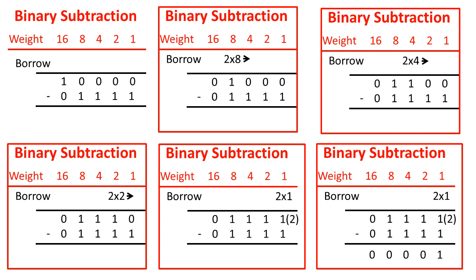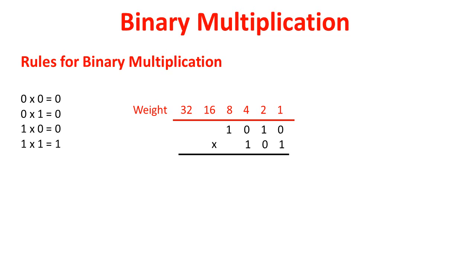So I have shown you this binary subtraction by dividing into a number of steps for understanding, but you have to calculate this in a single step, but you can do the rough work separately. Let us now do the binary multiplication. It is very easy, the same as we did decimal multiplication in our childhood.